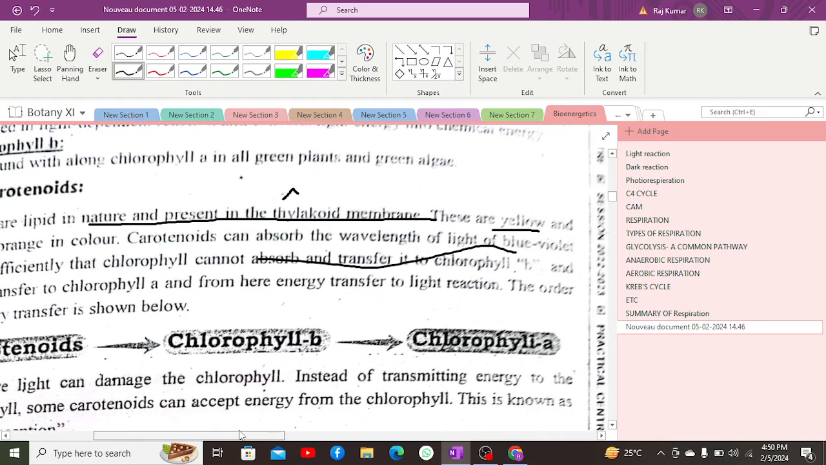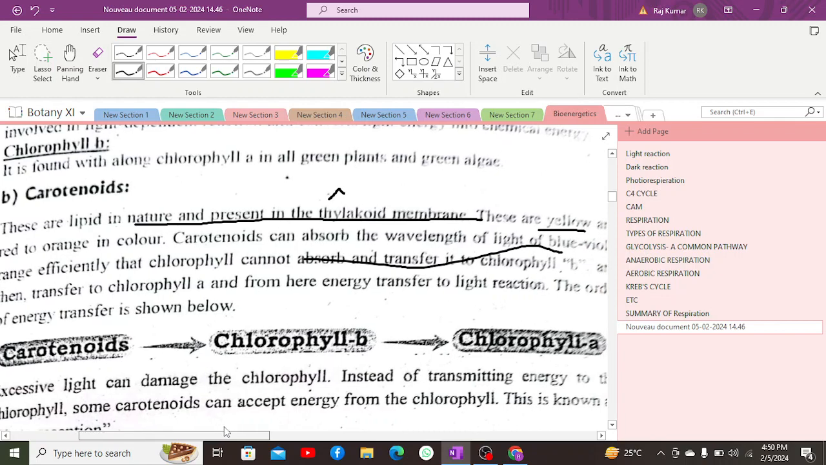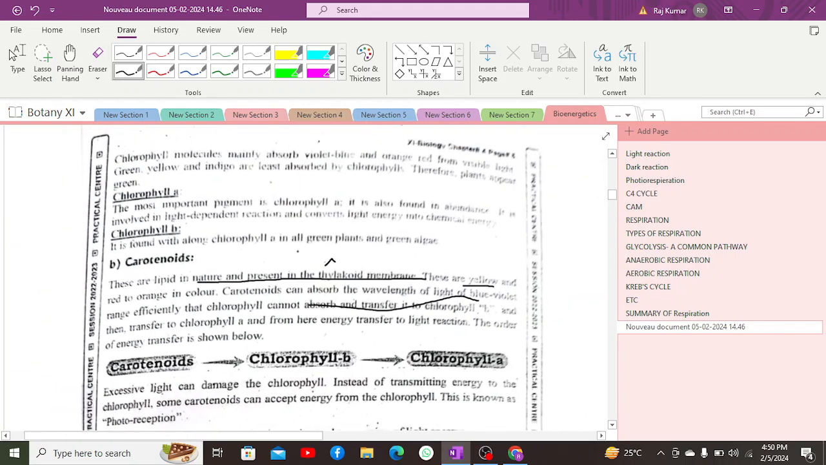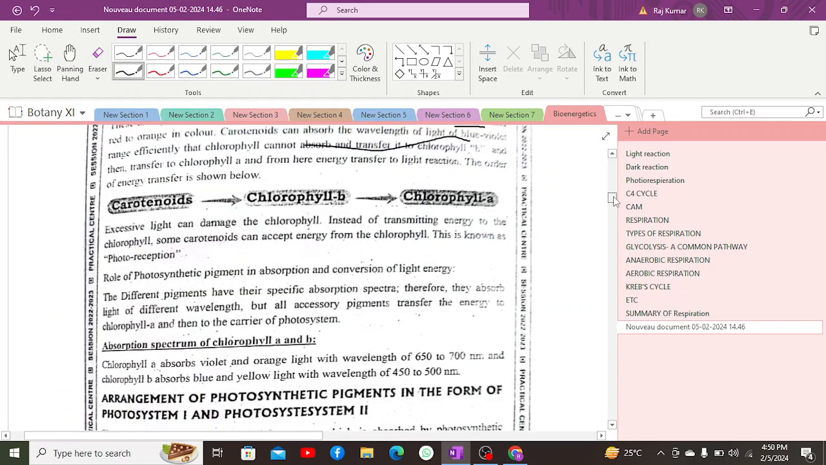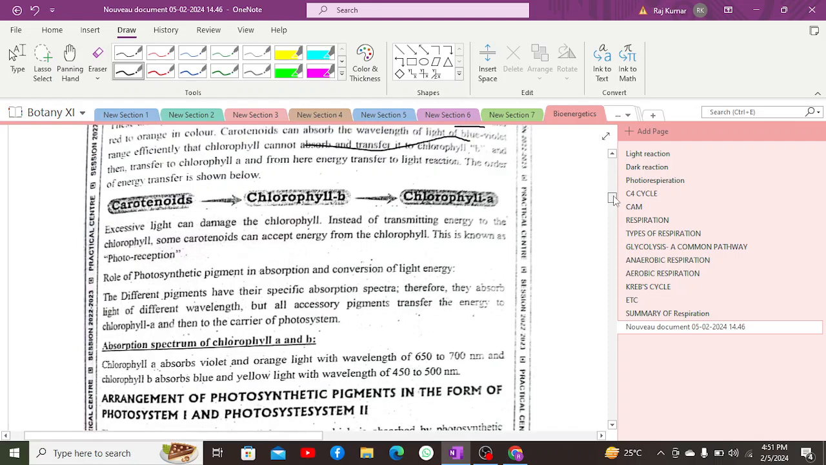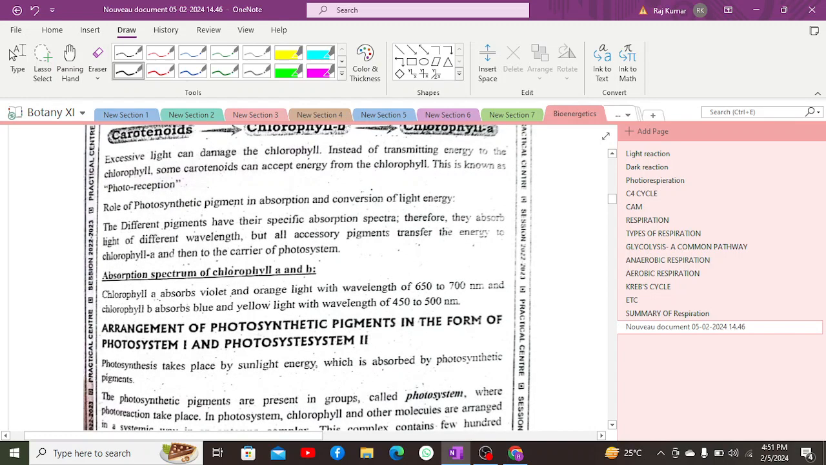What chlorophyll cannot absorb is transferred to chlorophyll B, and then to chlorophyll A, and from here energy transfer to the light reaction occurs. The order of energy transfer is shown in the diagram below. Carotenoids transfer it to chlorophyll B, and chlorophyll B transfers it to the reaction center, which is chlorophyll A, because chlorophyll A is the major molecule that loses its electron from its magnesium atom. The electron is transferred to the electron acceptor, forming non-cyclic or cyclic photophosphorylation.